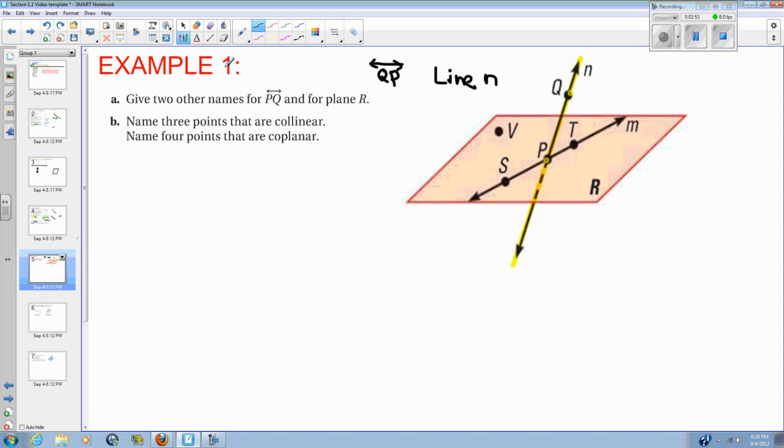All right, part B. Part B says name 3 points that are collinear. Remember, collinear, all on the same line. So if I take a look at this, here I have points S, P, and T. Those 3 points are collinear: S, P, T.